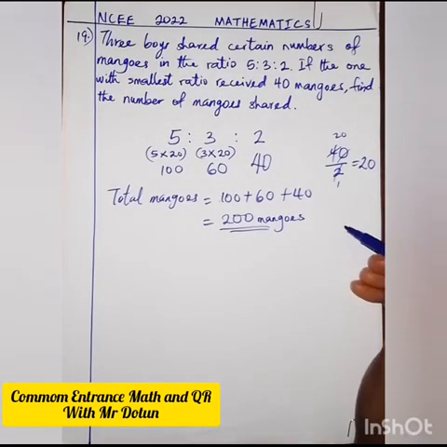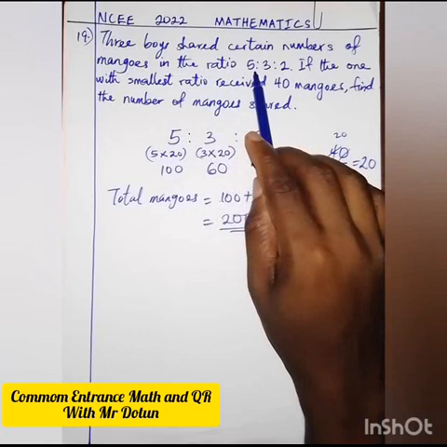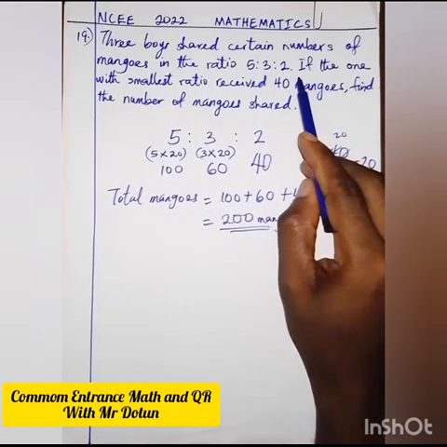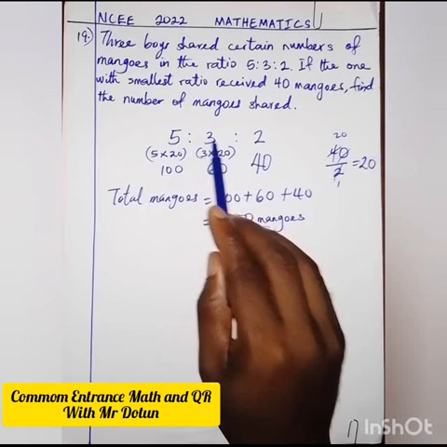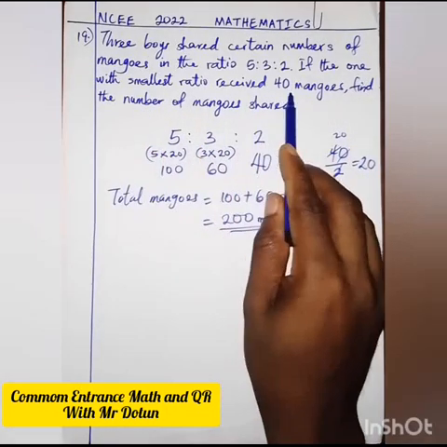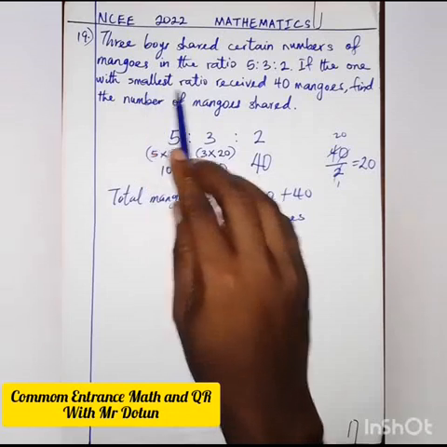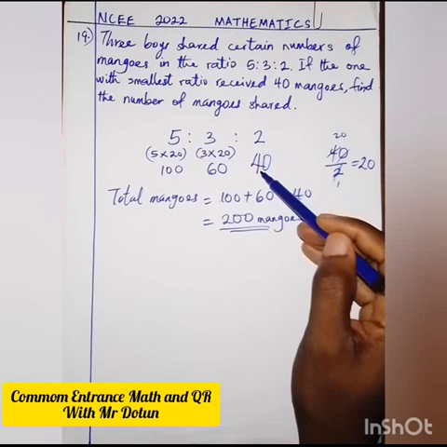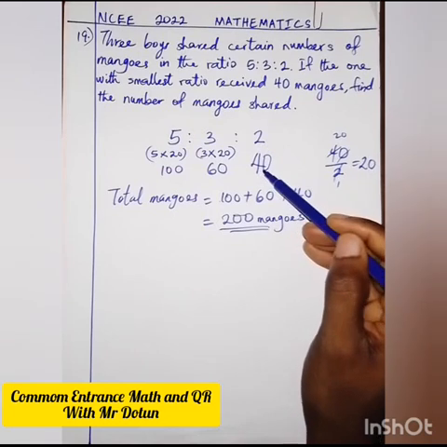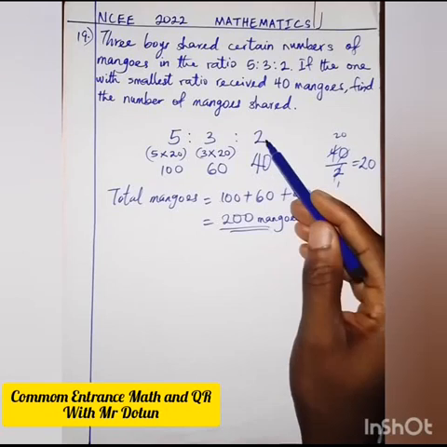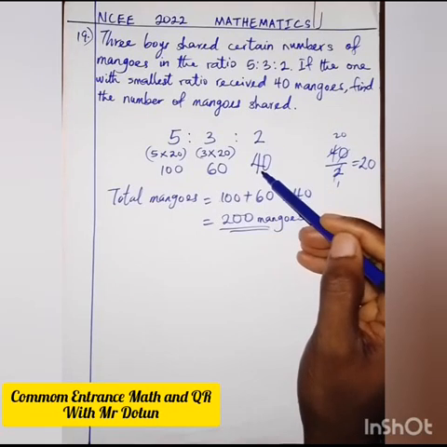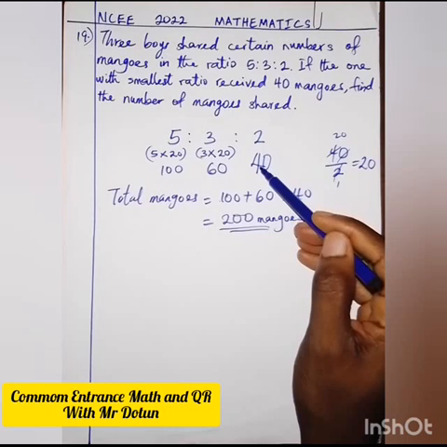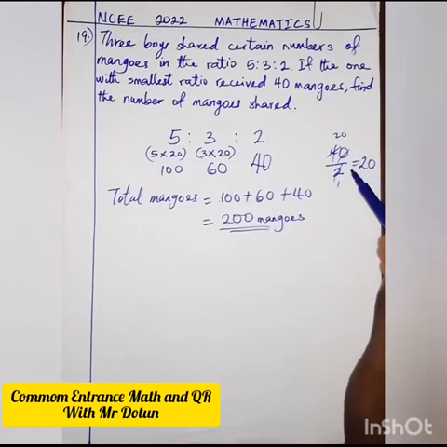Should I explain that again? Alright, I will. We are given the three ratios for the three boys: 5, 3, 2. We're told that the one with the smallest ratio received 40 mangoes. So we wrote that under the smallest ratio, which is 2, 40. For us to know the share, we divide 40 by 2, and that gave us 20.